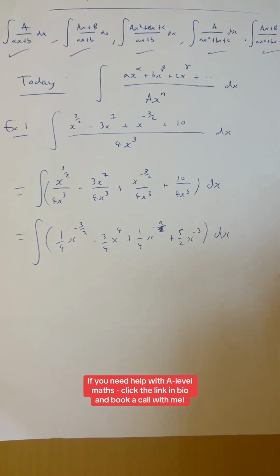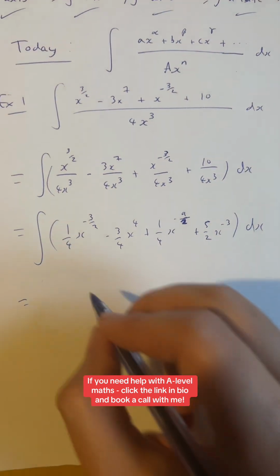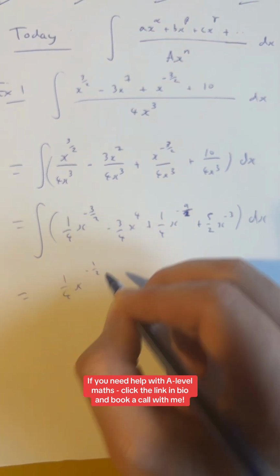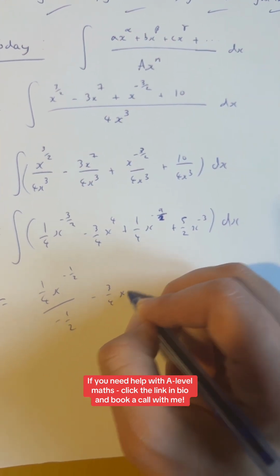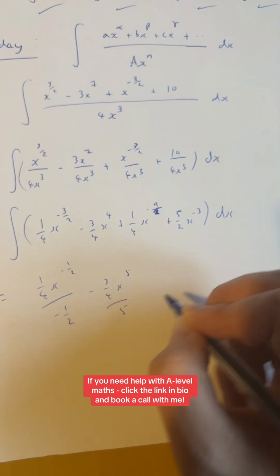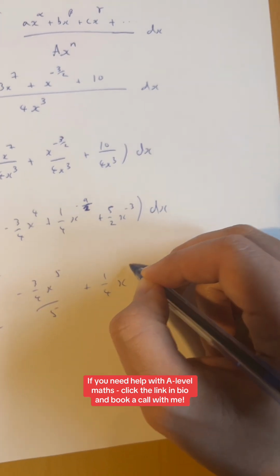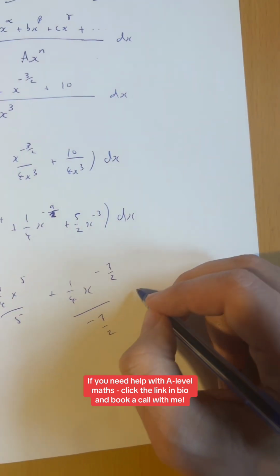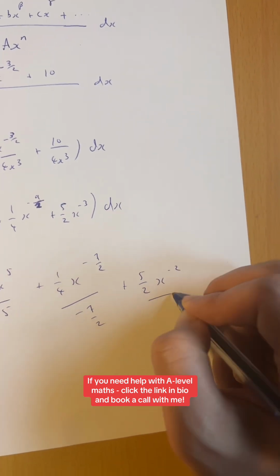So now we can go ahead and do year 12 integration, add 1 to the power, divide by the new power. So with the first one here, we're going to get x to the power of minus a half, divide that by minus a half. Next, we're going to get x to the power of 5, divide by 5. Next, we're going to get a quarter, x to the power of minus 7 over 2 this time, divide by minus 7 over 2. And then with the last one, we're going to get 5 over 2, x to the power of minus 2, divide by minus 2, and then plus c.